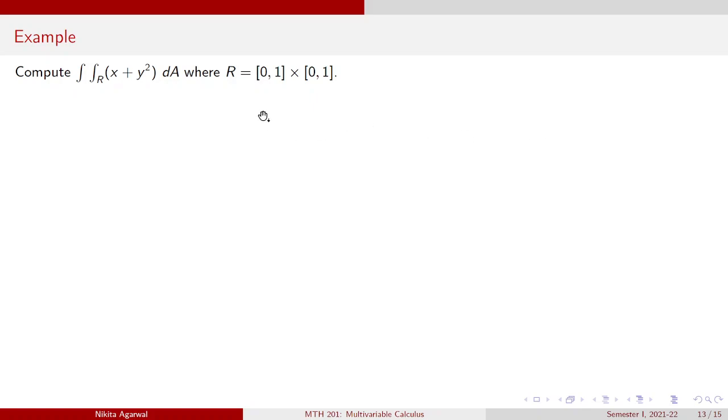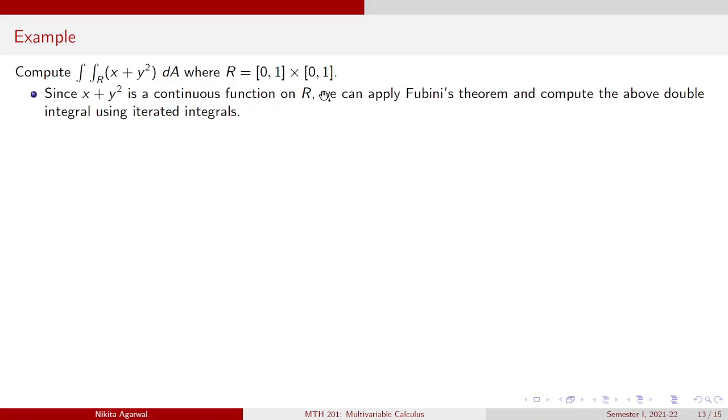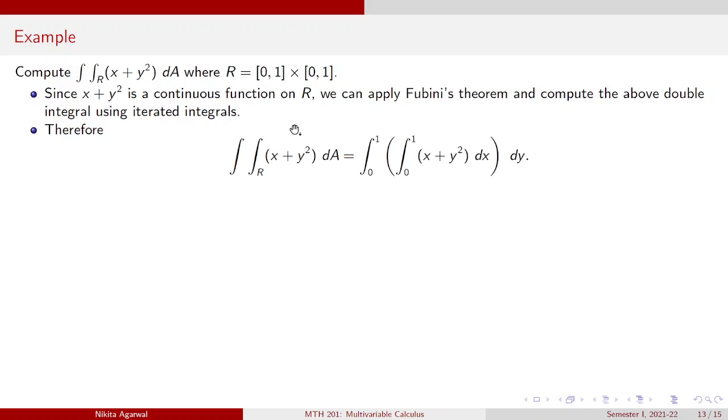So let us look at this example. Compute the double integral of the function x plus y squared over the rectangle R, where R is [0, 1] cross [0, 1]. So it's a square. Now since x plus y squared is a continuous function on the rectangle, we can apply Fubini's theorem and compute the above double integral using iterated integrals. Therefore, I am going to pick one of the iterated integrals where you first integrate over x and then over y. So you can write it like this.